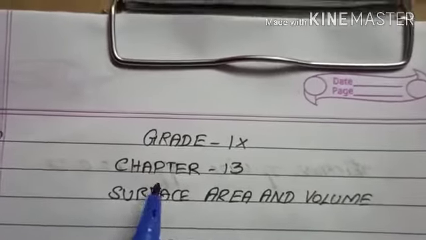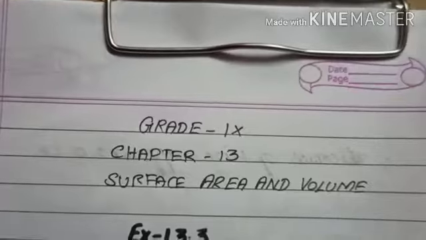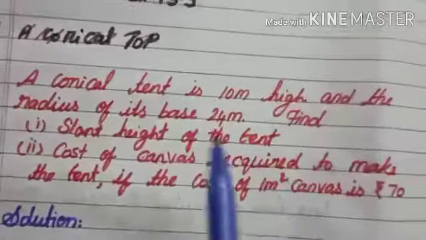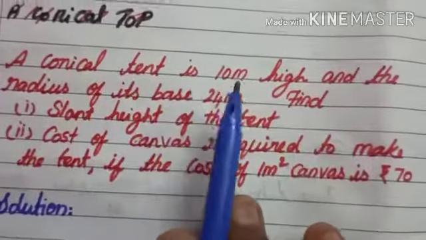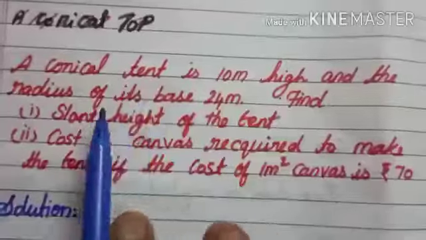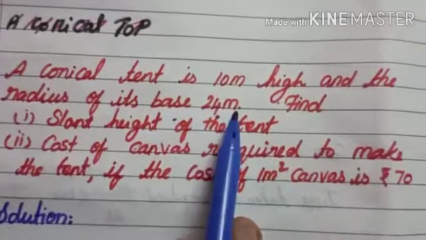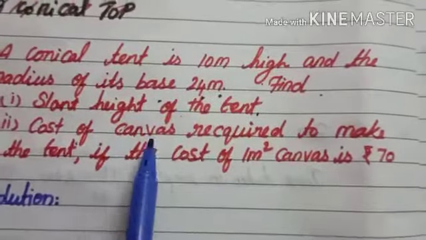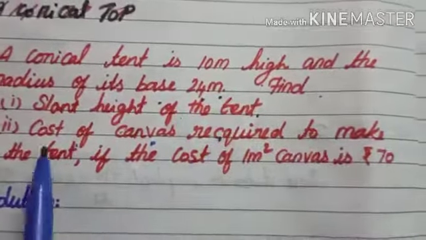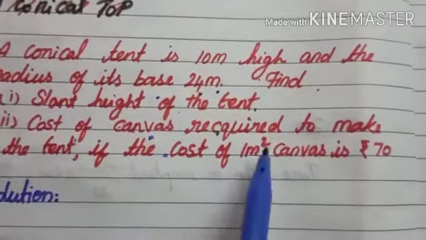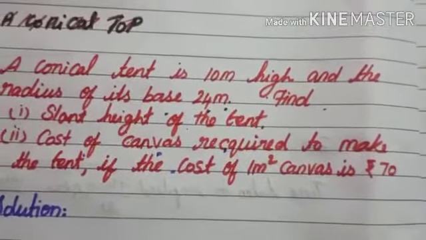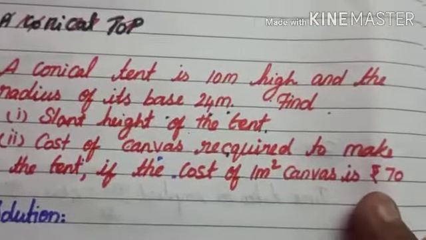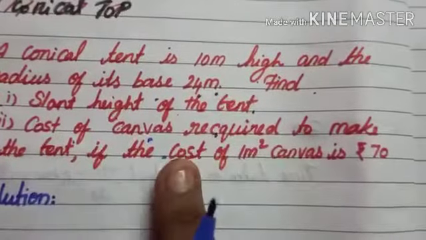So now we continue the same chapter 13, Surface Area and Volume. Exercise 13.3, question number 4. A conical tent is 10 meter height and the radius of its base is 24 meter. Find the slant height of the tent and the cost of canvas required to make the tent if the cost of 1 meter square canvas is rupees 70. So first we need to find the slant height, and next we need to find the total amount of canvas.